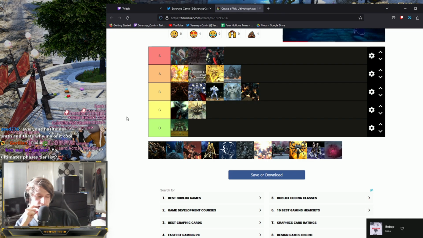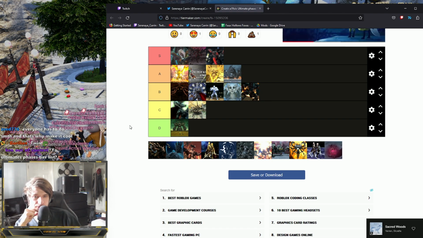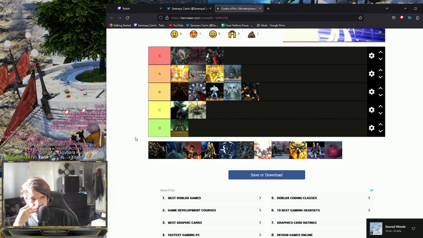Contact mechanics in this game are always a problem, but there are ways to make it easier. This is an ultimate phase tier list, yeah. I think it's good.